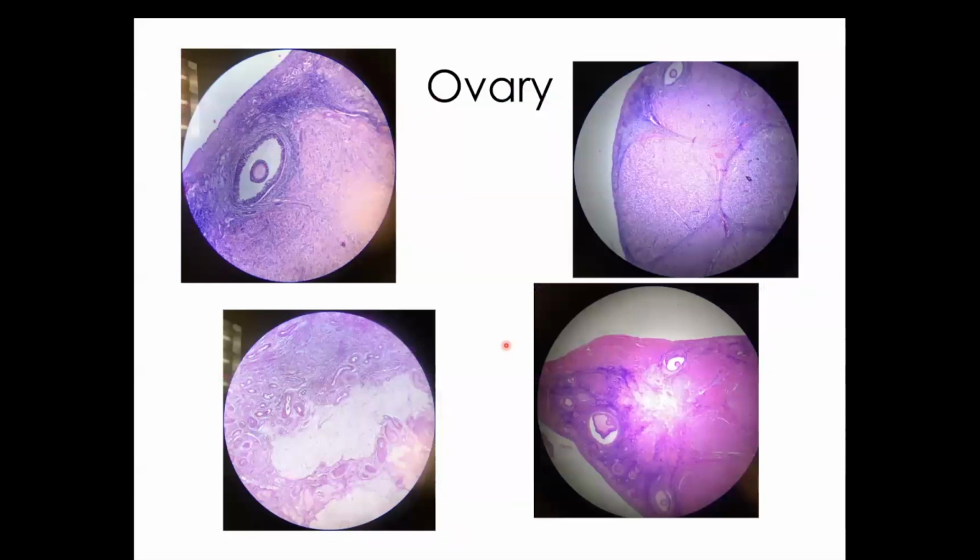So this is the ovary. The main characteristic to see here is the eyeball-like structure called the primary follicle. Within the primary follicle down here, we have an oocyte. An oocyte is an immature egg cell.